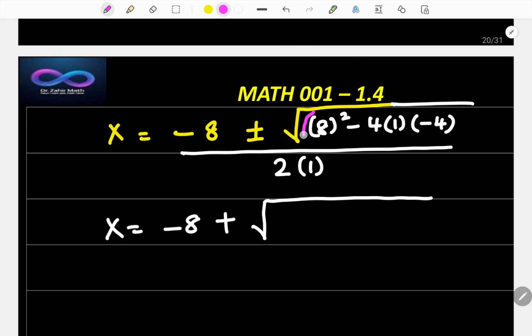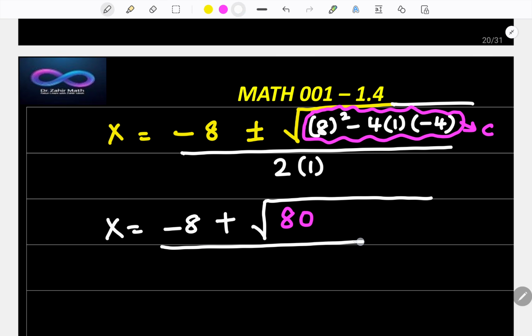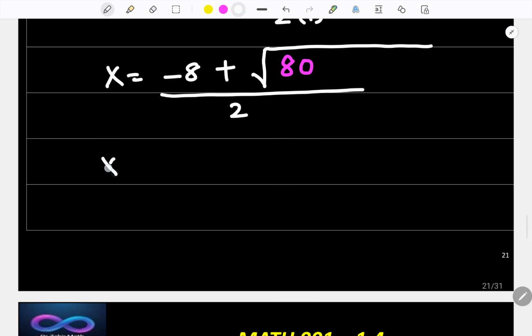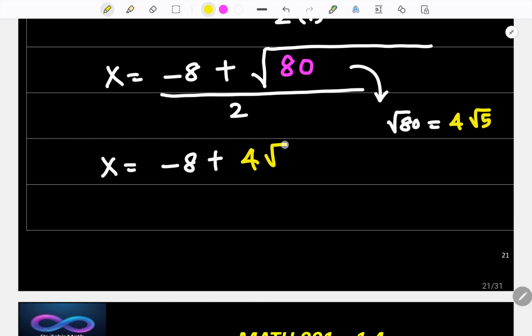Only put this in the calculator. Without square root you put in the calculator. If you put in the calculator, I am getting square root of 80 divided by 2. Now square root of 80 is something like a big number, okay? So just put in the square root of 80, restart your calculator because already you are in equation mode. Just press square root of 80. Square root of 80 is nothing but 4 times square root of 5. So this is 4 times root 5 and then divided by 2.